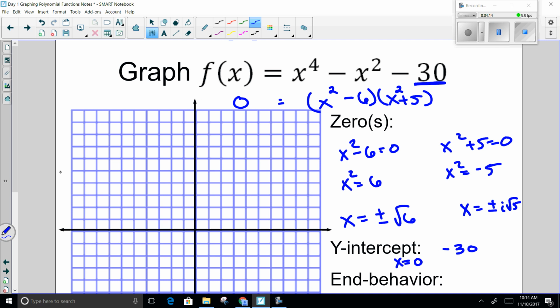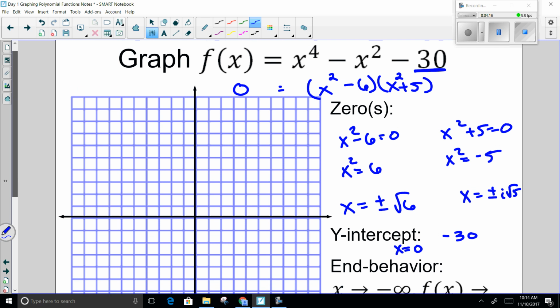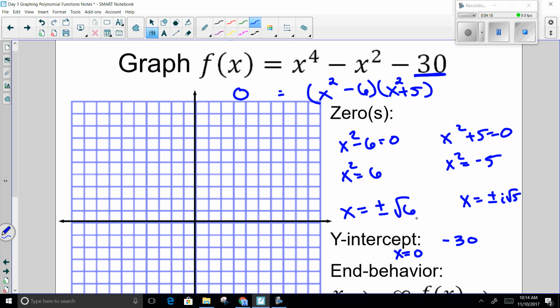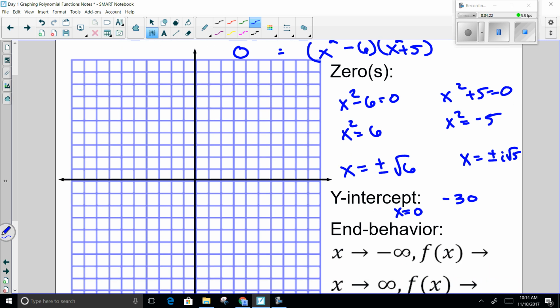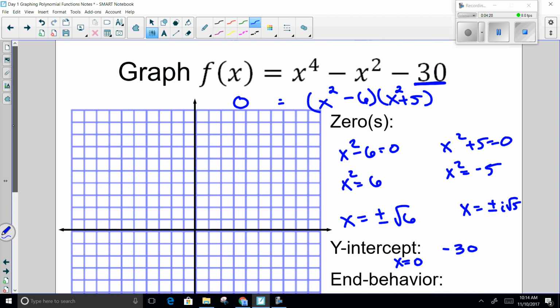Okay. The end behavior, that's going to be done by looking at leading coefficients. And so the way that we do end behavior is we look at what happens when x is extremely small, negative infinity. So what you do is you go back up here and you take negative infinity and you substitute it in for x.